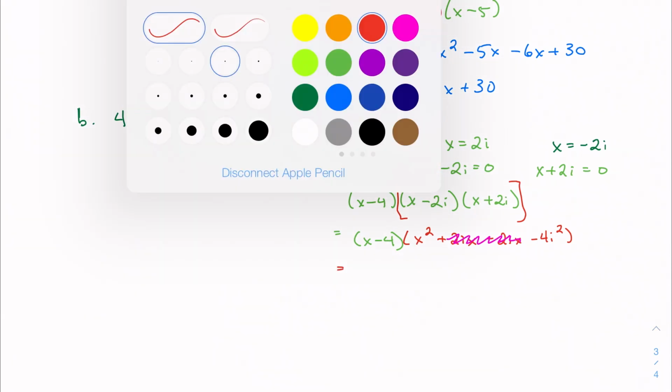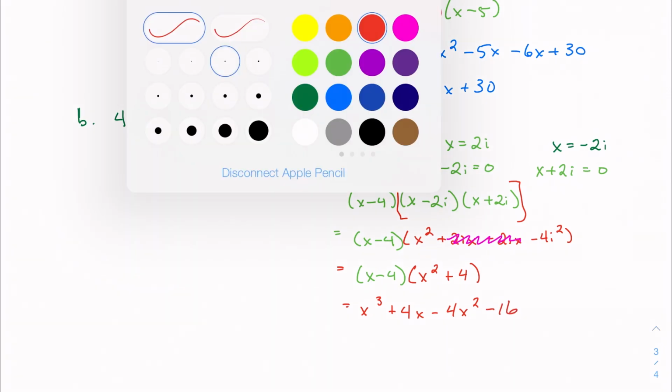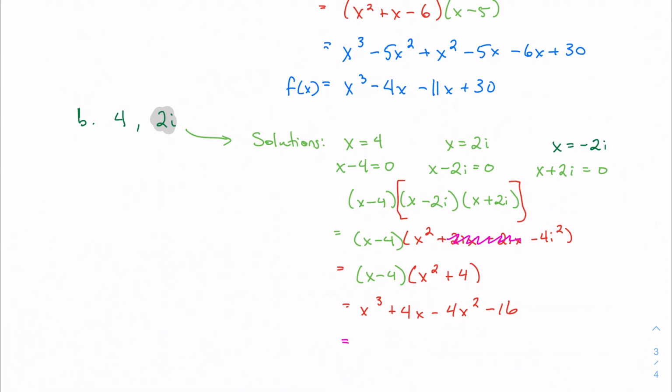So I'm going to have x minus 4 times x squared plus 4. And we can just FOIL. So x cubed plus 4x minus 4x squared minus 16. Let's write this in standard form. So I'm just going to rearrange the squared and the linear terms. And I'm done. Right there is my function. So we can work forwards or backwards here, depending on the information we're given, to either find the zeros or find the polynomial.